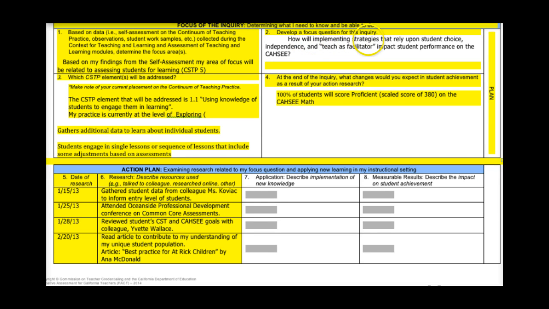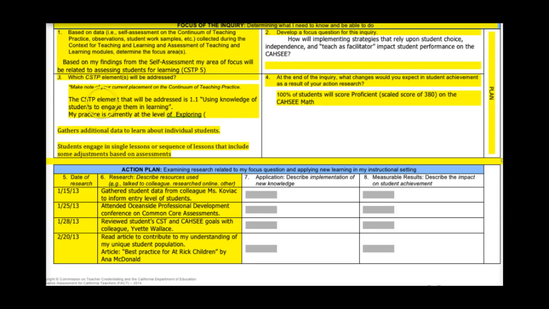How will implementing strategies, okay, which strategies? Ones that rely upon student choice, independence, and something the participating teacher is referring to as teacher as facilitator, impact, and look how specific it is, student performance on the CASE. Does it have to be quite that specific? No. If this teacher would have said impact student performance or impact student achievement, that would be fine too. This teacher has it very specific. They're looking for certain strategies and how it will impact student performance specifically on the CASE.